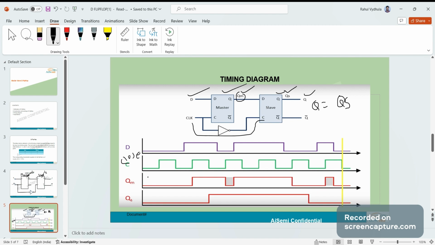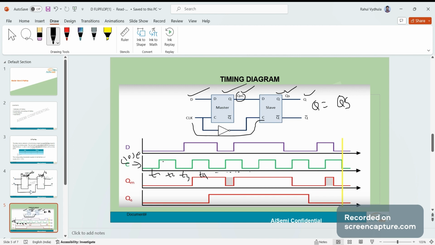Okay, this is a clock pulse. We are assuming this is a time interval. This is T1, T2, T3, T4, and so on respectively. First of all, we are considering two types.